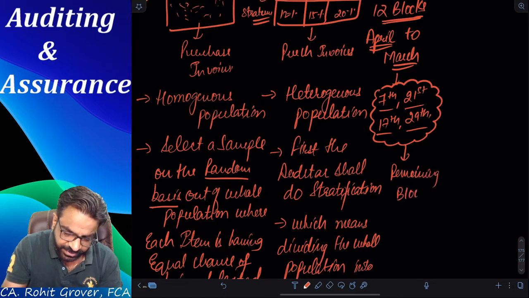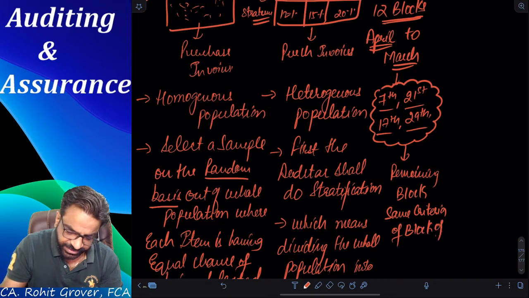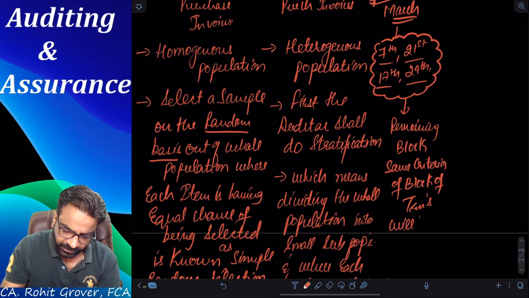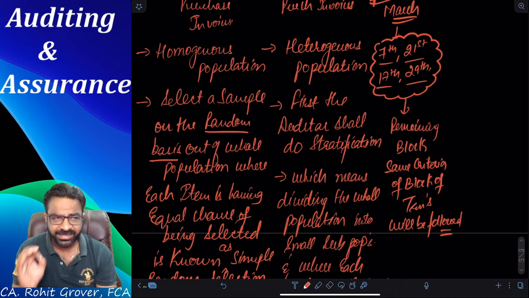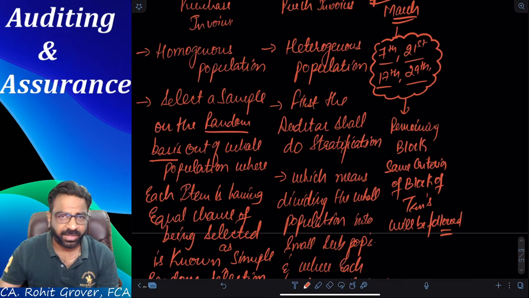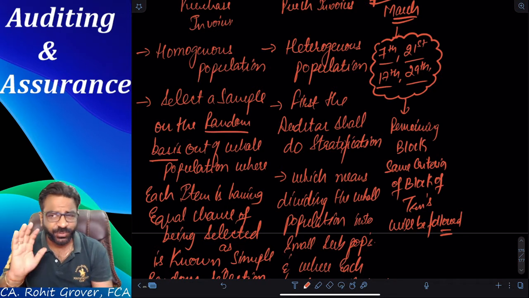In the remaining blocks, the same criteria of block of transactions will be followed. What do you mean by that? Say for example, in April I chose 7th April, 17th April, 21st April, 29th April. Are you getting the point or not? I chose these four random dates.